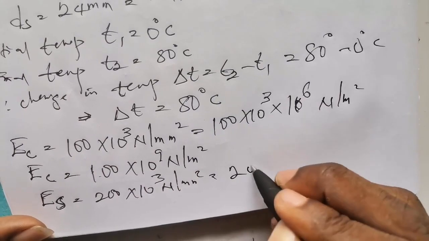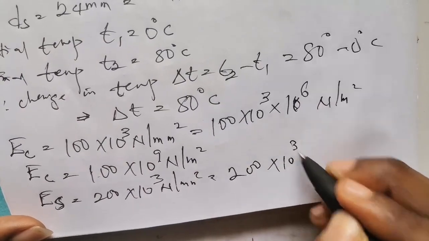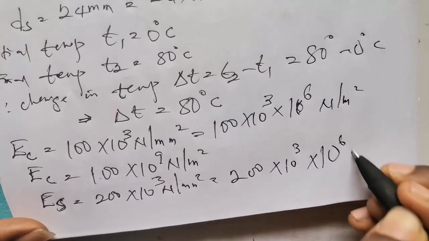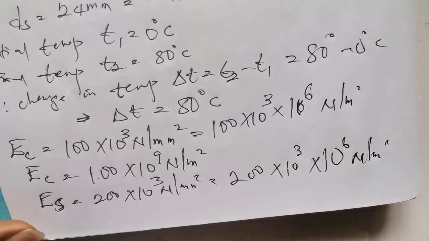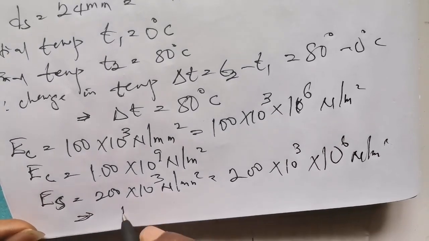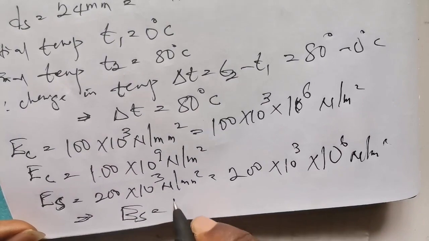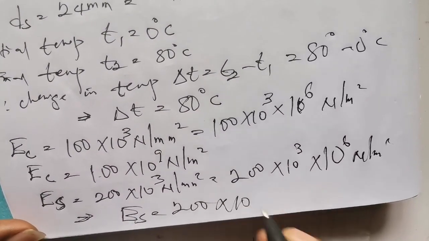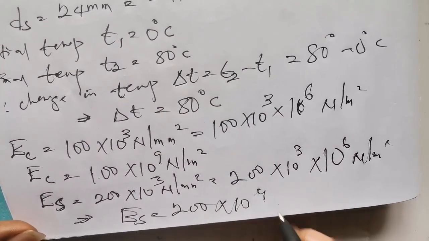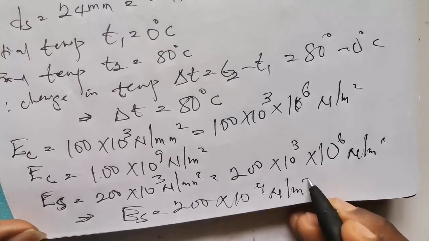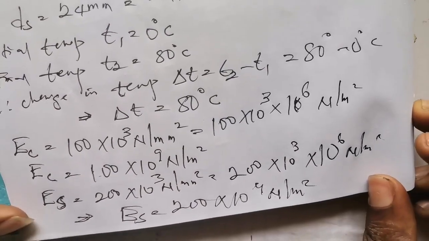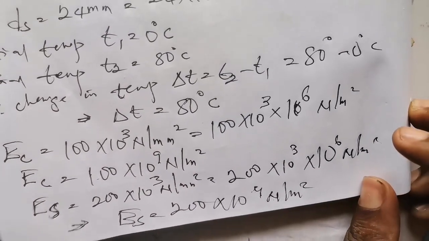So we have 200 by 10 to the power of 3 multiplied by 10 to the power of 6 newtons per meter squared. So this simply implies that the Young's modulus of steel is 200 by 10 to the power of 9 newtons per meter squared. Okay, so those are the values of the Young's modulus.